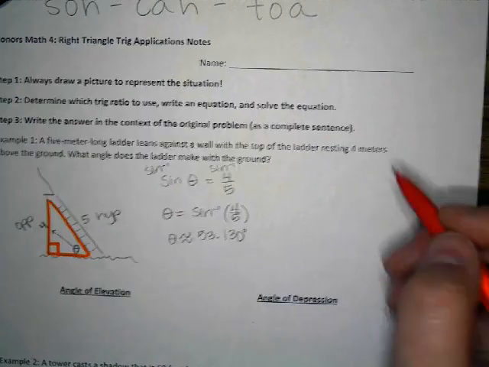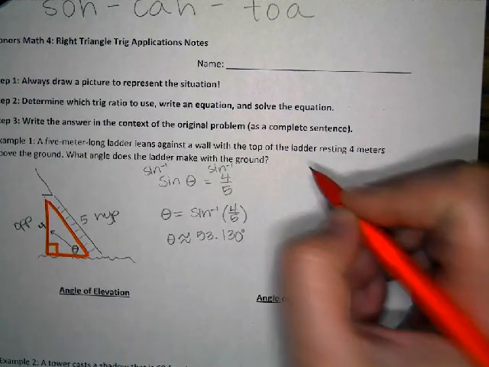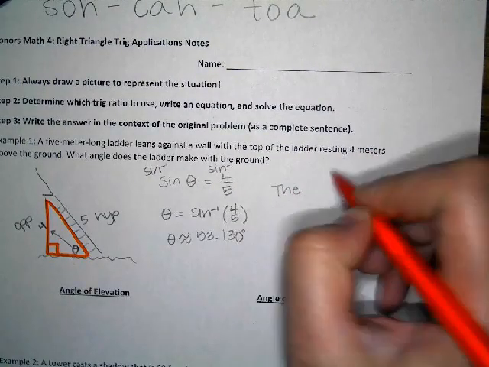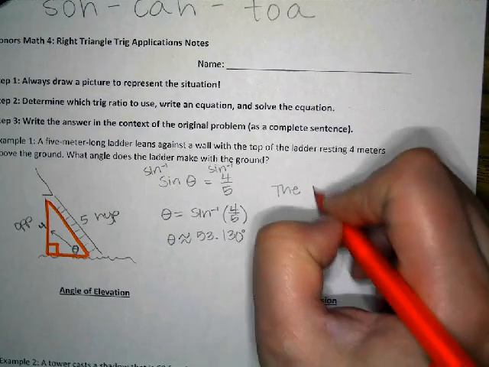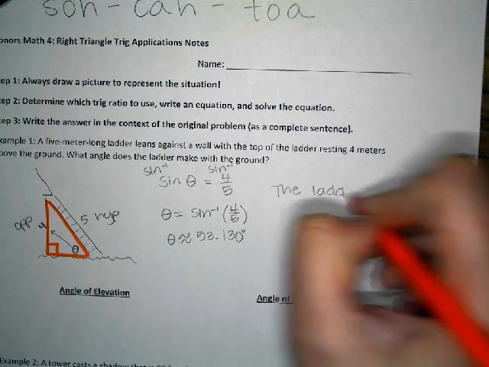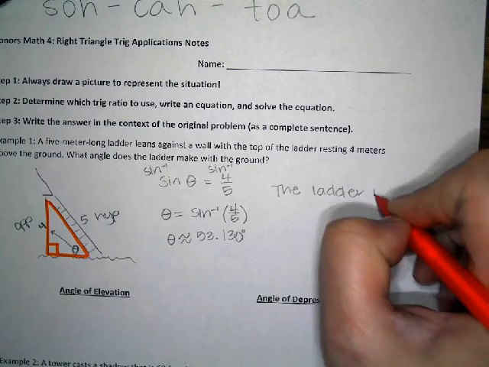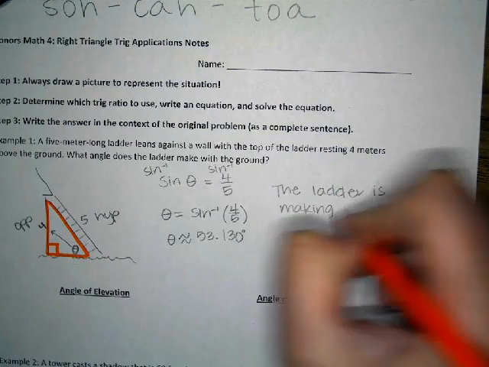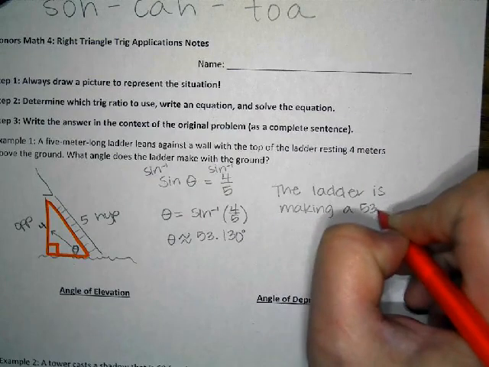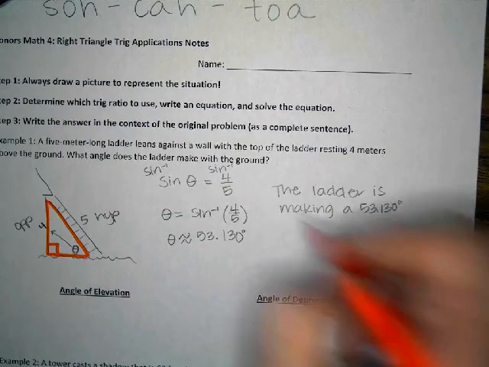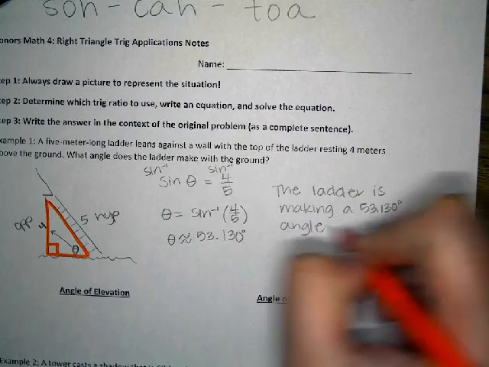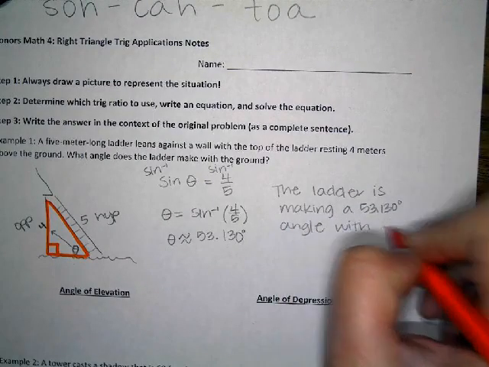So the ladder is making a 53.130 degree angle with the ground.